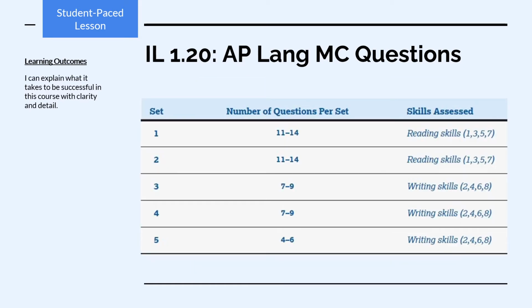Here is how the reading and writing questions break down in the exam. You're given two sets of reading questions. A set is just a grouping of questions that belong to a particular passage. And then you have three sets of writing questions. So three sets of questions that belong to a writing passage. Let's take a look at some specific examples of reading versus writing questions.